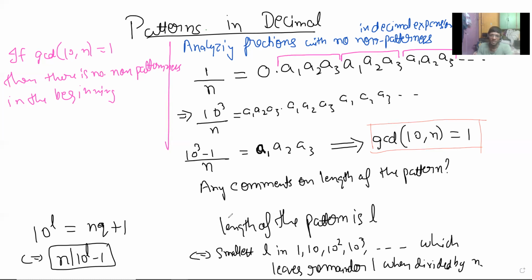Well, there is one main question here: why should there be an L which leaves the remainder 1? I mean, for any number n, why should there be a power of 10 which leaves a remainder 1 when divided by n? That's the first question. Why should there even be such a thing? So what do you guys think? Do we have a proof of that?